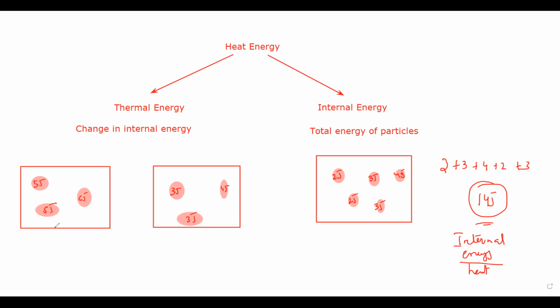So what is the internal energy before? At the start, what is the total internal energy? 5 joule, 6 joule and 5 joule. So 5 plus 5, 10, plus 6, 16 joule. So the total energy is 16 joule. What is the internal energy afterwards, after some time? 3 plus 4 plus 3, so that makes 10 joule. So what is the change in the internal energy? How much internal energy changes?